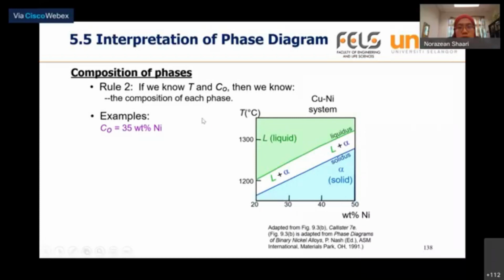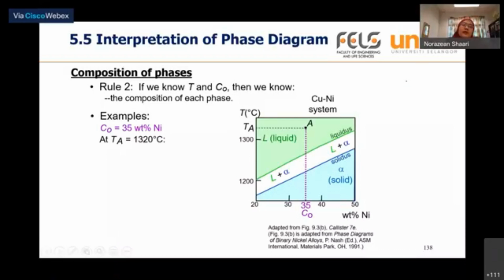Katakan initial compositionnya adalah 35 weight percent of nickel. So pada suhu 1320, fasanya adalah what phase is here? Untuk A ni. Pada point A, phase-nya adalah liquid, right? Liquid. So kita boleh dapatkan composition liquid ni berapa.